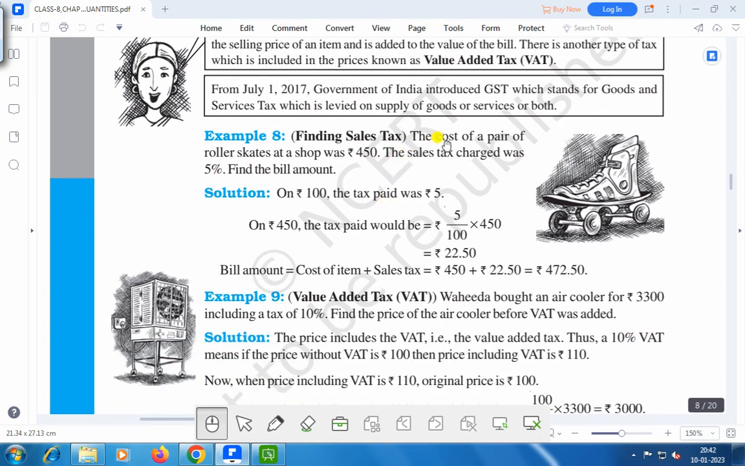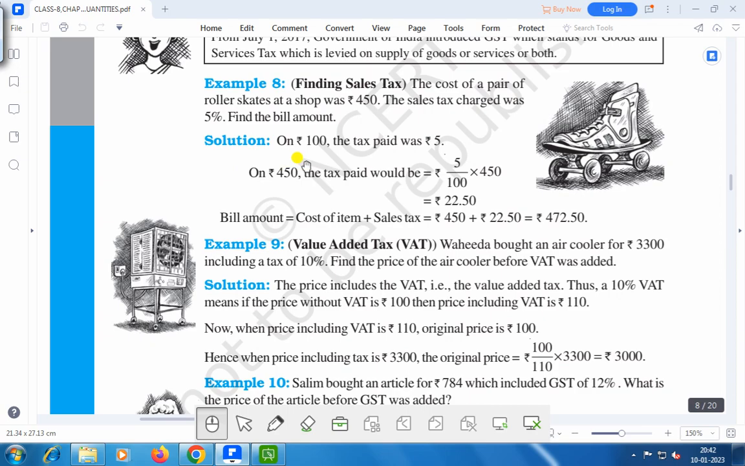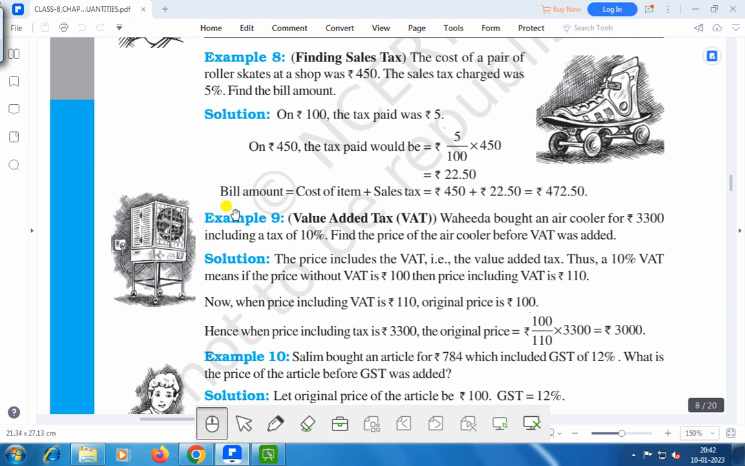Finding sales tax. The cost of a pair of roller skates at a shop was 450. The sales tax charged was 5%. Find the bill amount. On rupees 100, the tax paid was rupees 5. On rupees 450, the tax paid would be 5 by 100 into 450, that is 22.50. Bill amount equal to cost of item plus sales tax, 450 plus 22.50, that is 472.50.